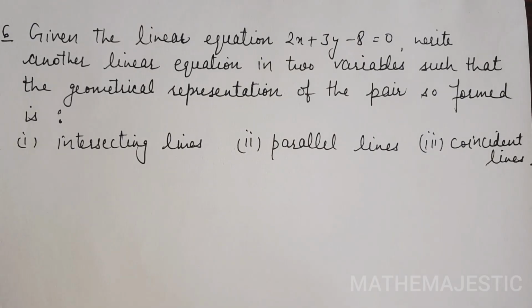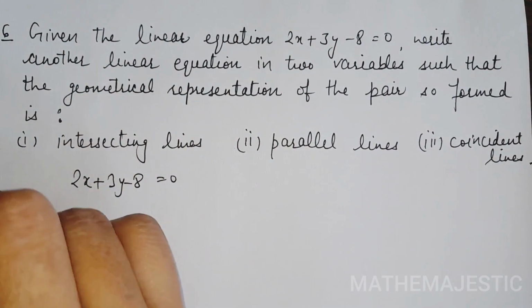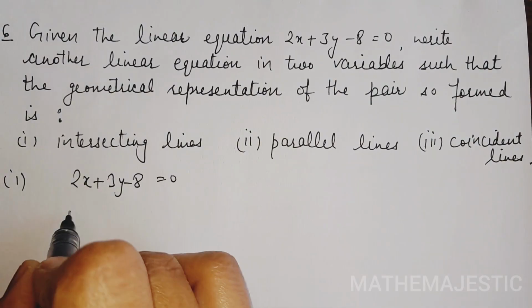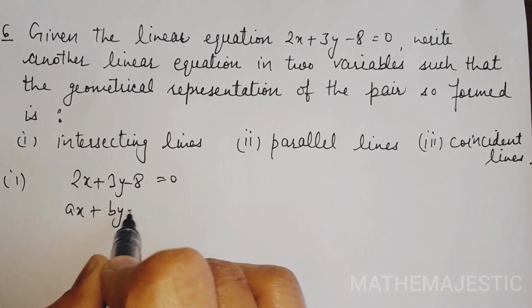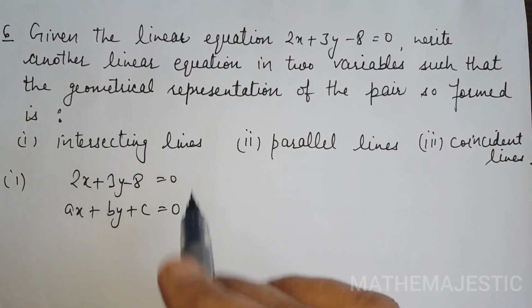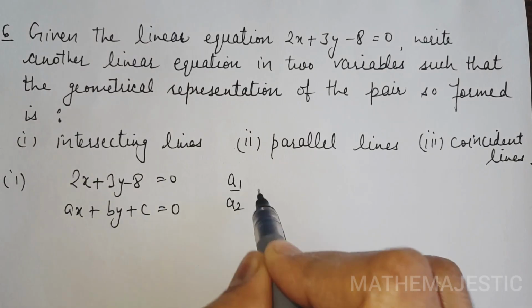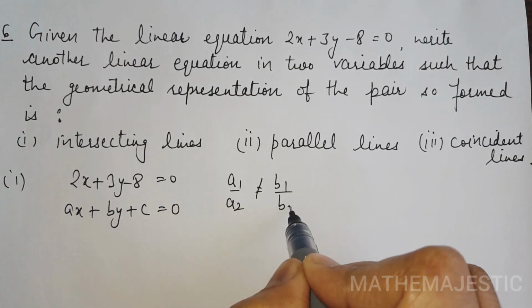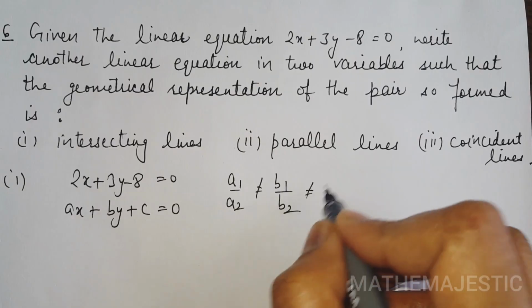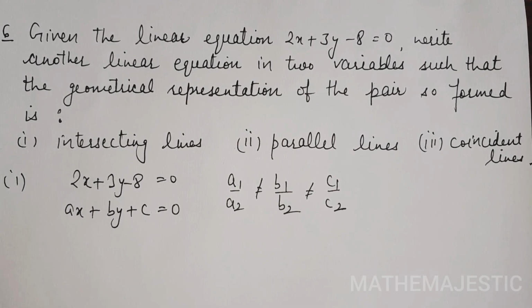intersecting lines. So first, a line is given: 2x plus 3y minus 8 equals 0. Let's do the first part. Let's take the second equation as a2x plus b2y plus c2 equals 0. Now we know that both the equations will have intersecting lines if their ratios a1 by a2 is not equal to b1 by b2, and c1 by c2 may also not be equal. If the first two ratios are not equal, then the lines are always intersecting lines, and in that case they will have a unique solution.